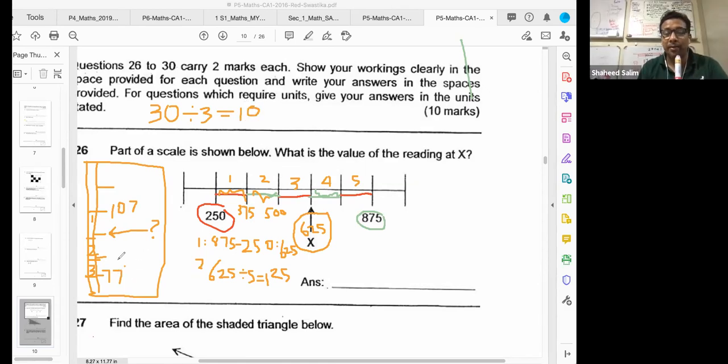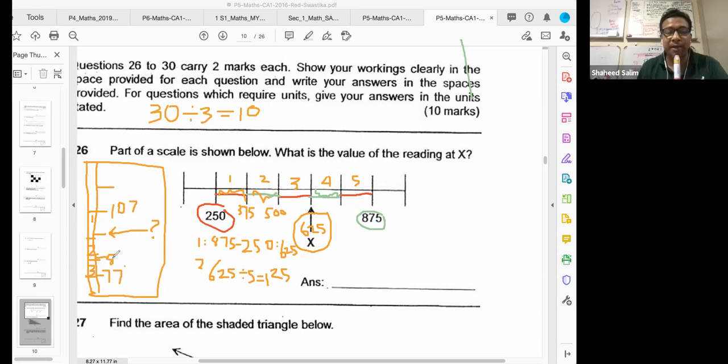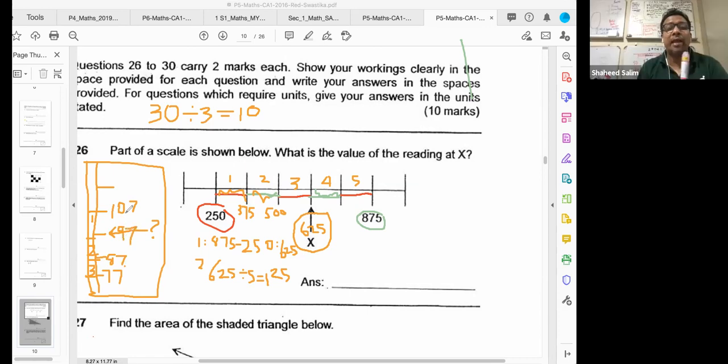Now let us try, Shalina and the rest. 77 plus 10. How much do you get? 87. 87 plus 10, 97. 97 plus 10, 107. 107 plus 10, 117. You can do this.